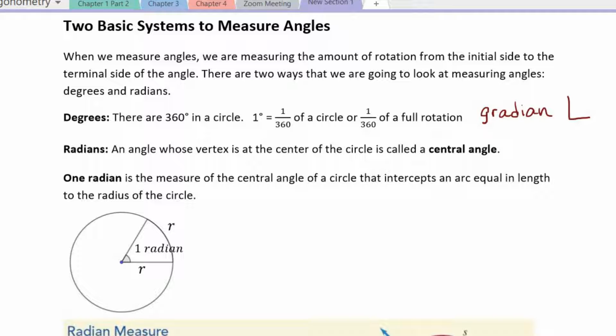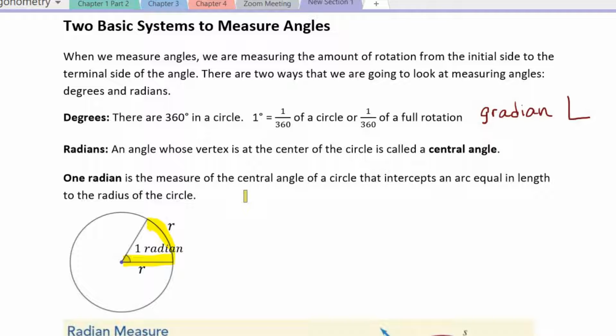Well, there's a better way to measure angles when we're working with a lot of higher order math, and that's called radians. Before we talk about radians, we need to recall the definition of a central angle. It's an angle whose vertex is at the center of the circle. And 1 radian is the measure of the central angle of a circle that intercepts an arc length that's equal to the radius of the circle. So you can see in my picture, this radius length is r, and the length of this arc is also r. So the angle measure that makes that true is 1 radian.